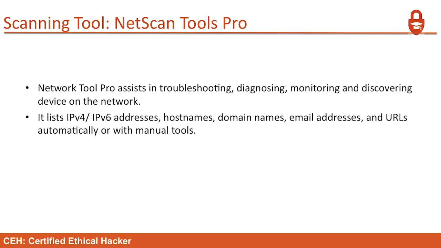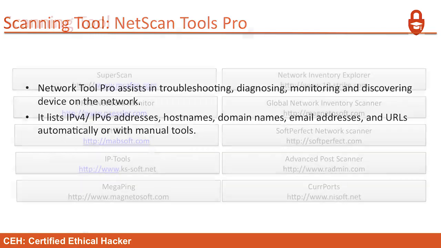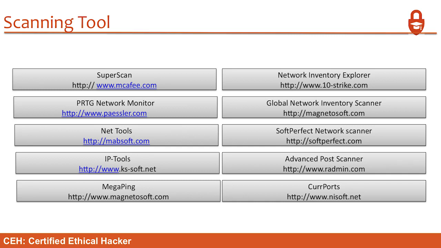So we're talking about a tool here called NetScan Tools Pro, the professional version. NetScan Tools Pro assists in troubleshooting, diagnosing, monitoring, and discovering devices on the network. It lists IPv4 and IPv6 addresses, host names, domain names, email addresses, and URLs automatically or with manual tools. So that's NetScan Tools Pro. You will see a test question about what it's for. It's a scanning tool.